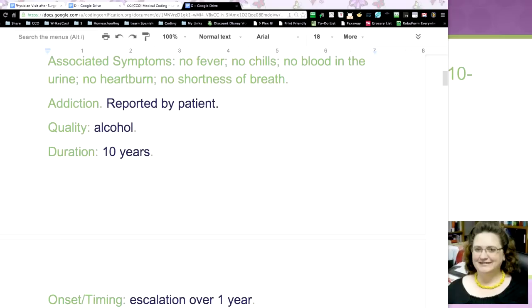Okay, now this patient has an addiction to alcohol for 10 years, and then it escalated over a year. Now I highlighted that because that's pertinent, although you'll find that at the end they didn't add that to the diagnosis. But anyway, as I'm just scanning this, I'm highlighting in my head the stuff that I feel is pertinent that I probably can get a code out of.